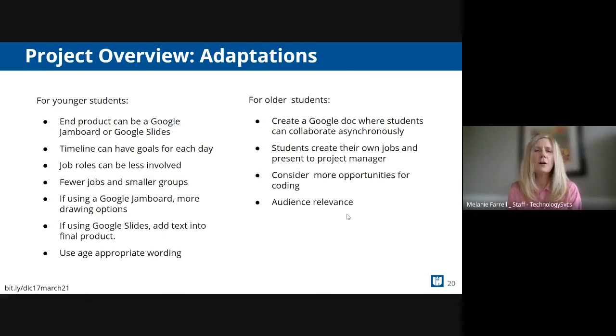If you are not an 8th grade science teacher and you're wondering, I teach 1st grade or I teach 12th grade, what are some things that I can do to make these adaptations to this project? Here are just a few suggestions.